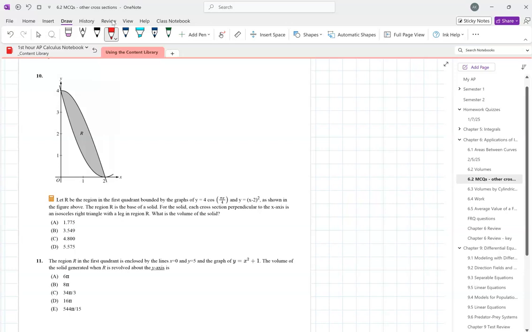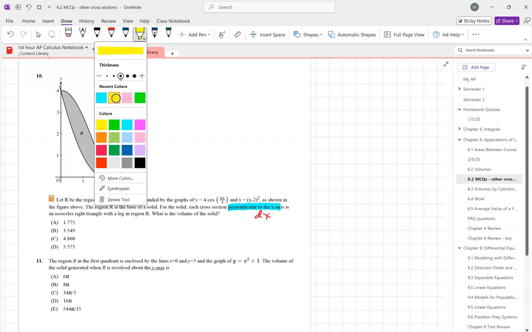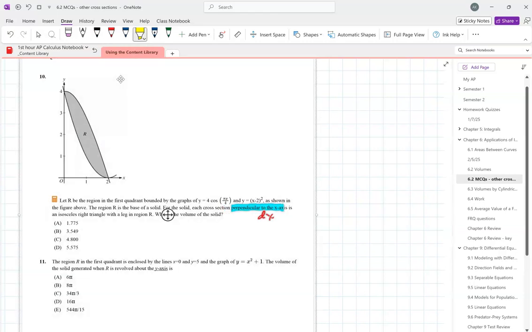Number 10 says, let R be the region in the first quadrant bounded by the graphs y equals 4 cosine pi x over 4 and y equals x minus 2 quantity squared, as shown in the figure above. The region R is the base of a solid. For the solid, each cross-sectional area perpendicular to the x-axis, that tells me this is a dx problem, is an isosceles right triangle with leg in region R.